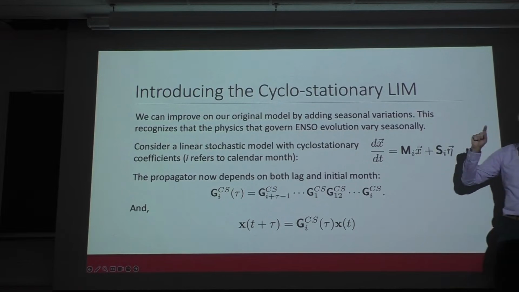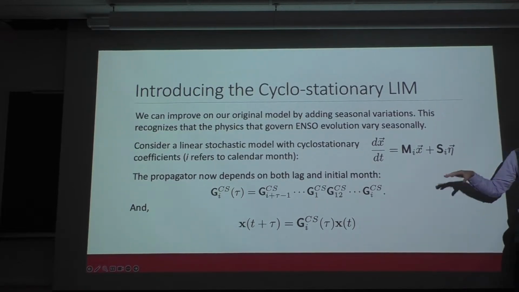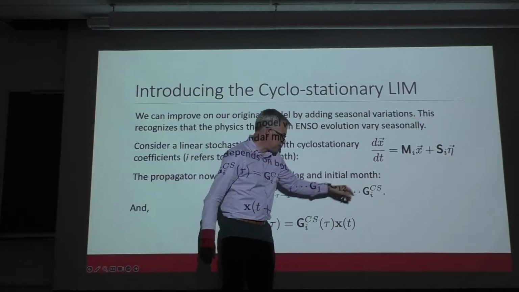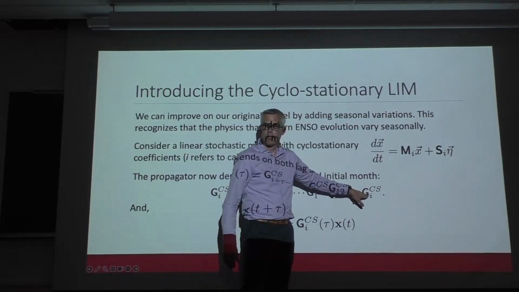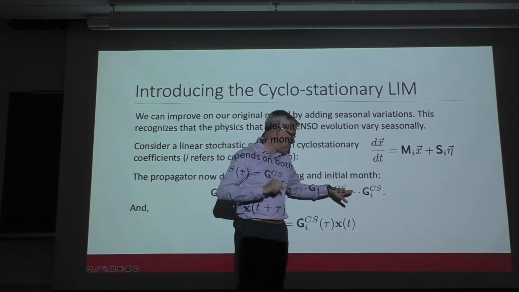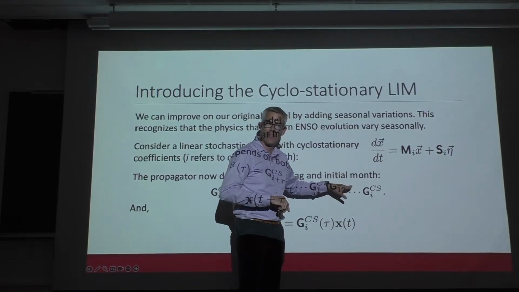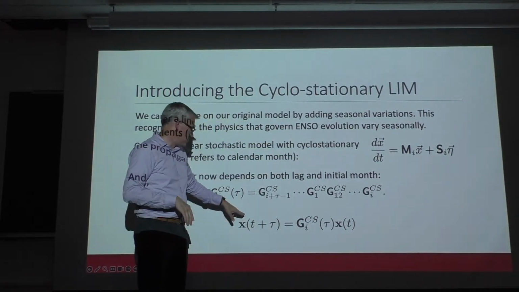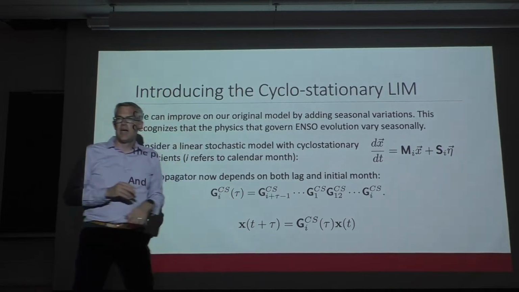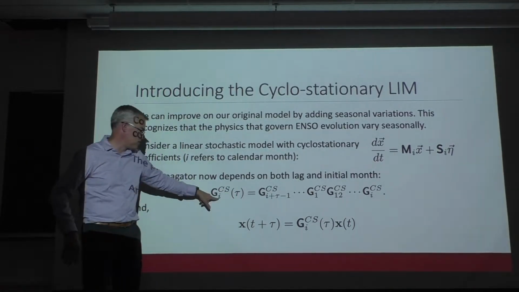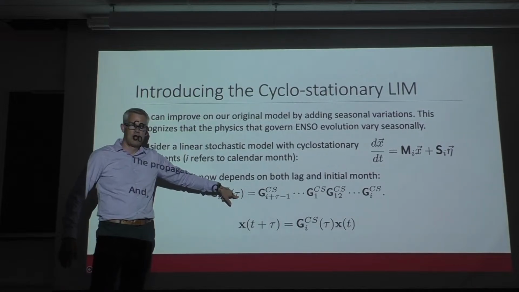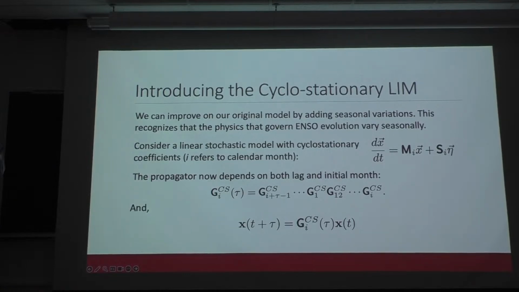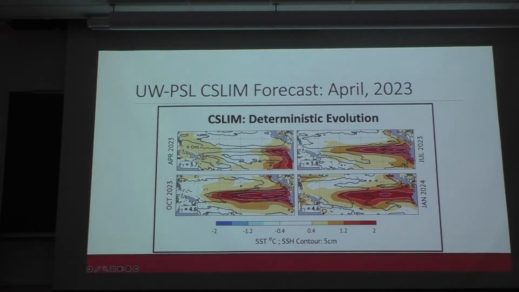So we're going to use the exact same framework, and we're going to estimate our propagators and so forth. The only difference is that we're going to propagate the system forward from April to May, then May to June, then June to July, and then July to August. We can put all of those together, because in a linear system we can combine them into one seasonal operator that varies depending on when your initial condition is and how long into the future you're going to forecast. So there's really no difference between this and the other model except for the seasonal variation. When we do that, here's our forecast.